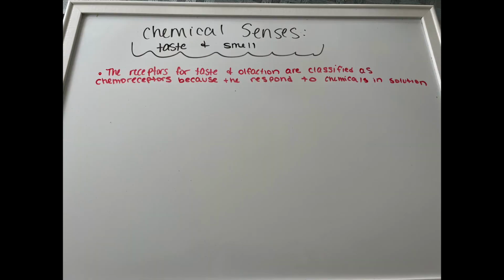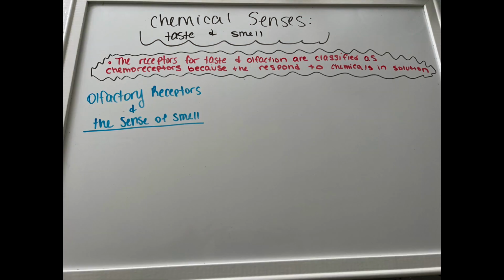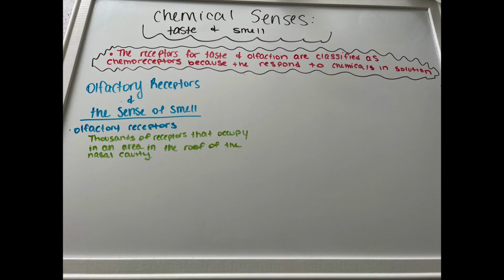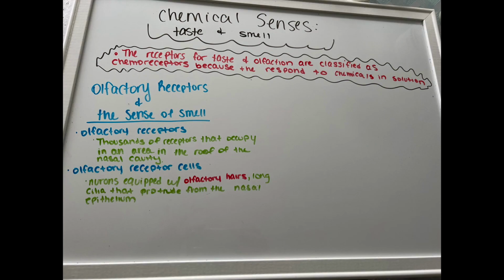Chemical senses: taste and smell. The receptors for taste and olfaction are classified as chemoreceptors because they respond to chemicals in solution. Olfactory receptors and the sense of smell. Olfactory receptors are thousands of receptors for the sense of smell that occupy a postage stamp-sized area in the roof of each nasal cavity. The olfactory receptor cells are neurons equipped with olfactory hairs, which are long cilia that protrude from the nasal epithelium and are continuously bathed by a layer of mucus secreted by underlying glands.